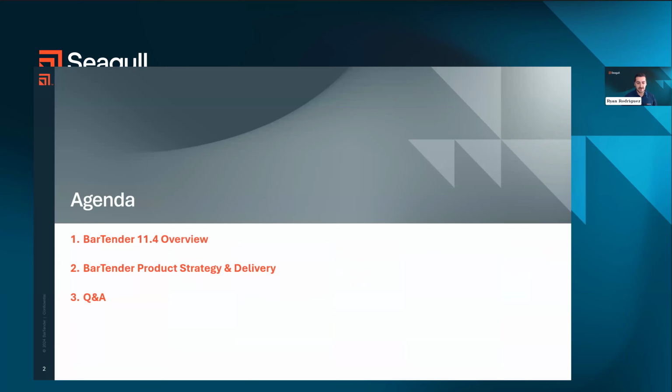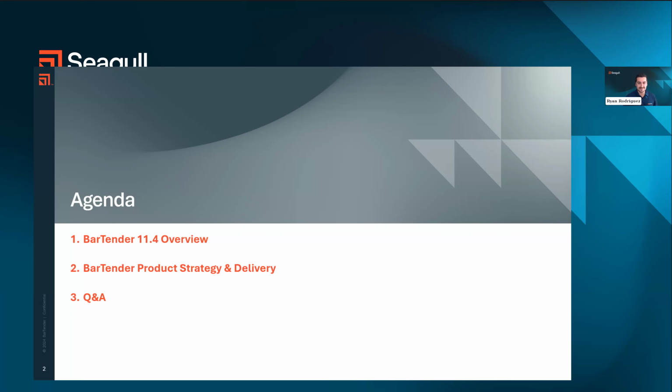As far as the items on the agenda that we have today, as you all should know, we're going to be going over BarTender 11.4. That is the latest version of BarTender software, in which we will go over the newest features and enhancements in this software release. From there, we will then pass it over to Dan to walk us through the BarTender product strategy and delivery. And then we definitely will have time for a Q&A after we are done. So if you have any questions during the presentation, please put those into the Q&A function, and we will do our best to answer as many of those as we have time here for today.